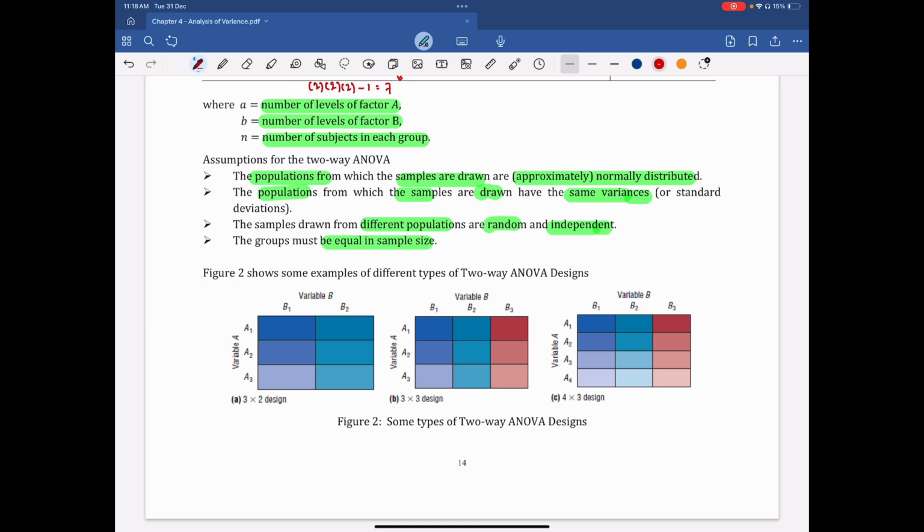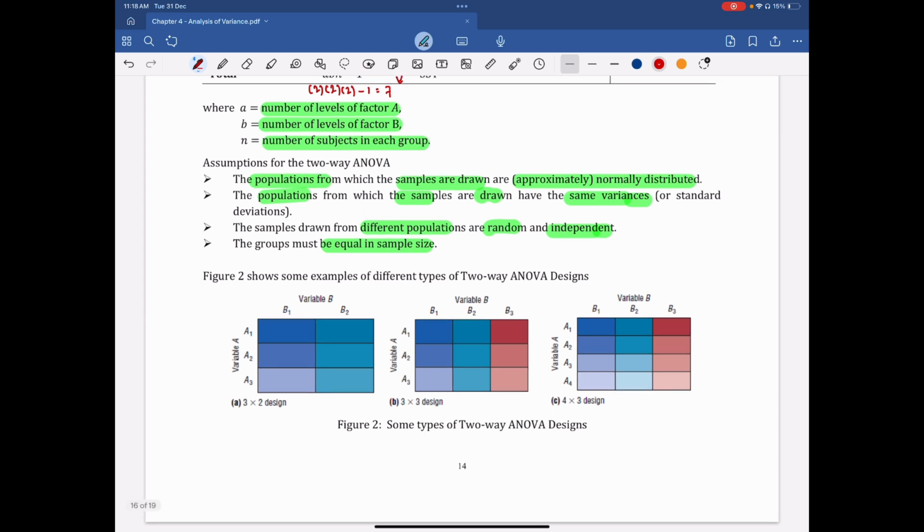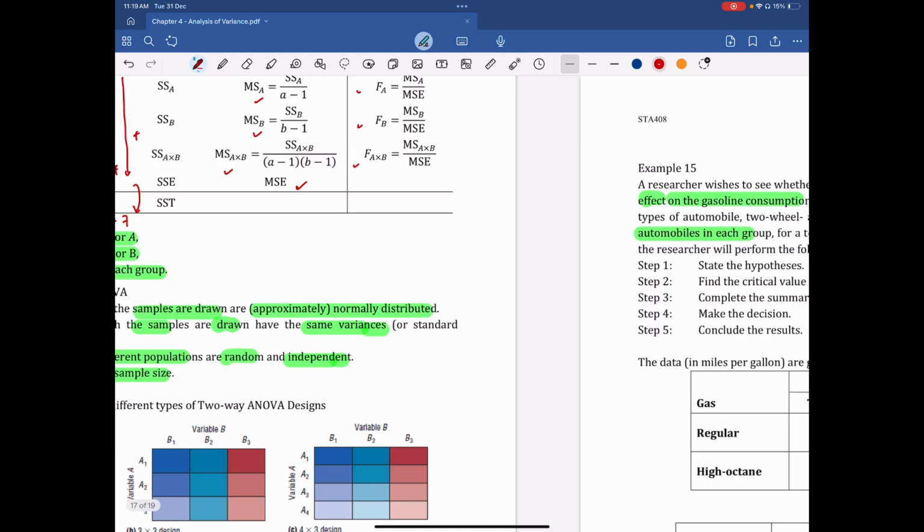And for each design, you can have this particular number of subjects in each group. So this is how you see the two-way ANOVA design. I will continue to explain about two-way ANOVA by using example 15.